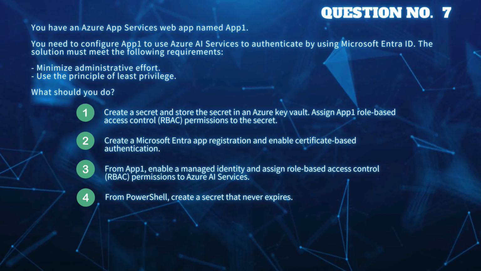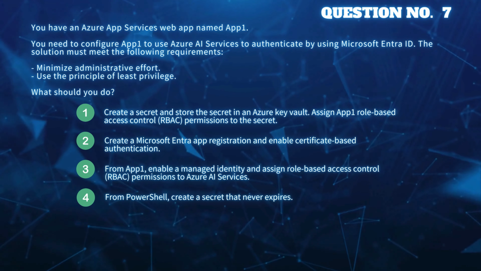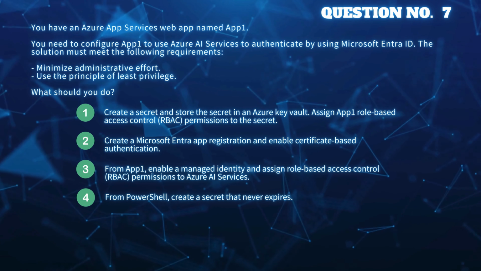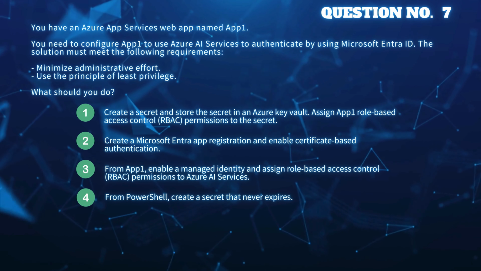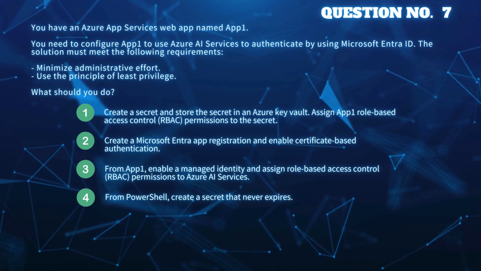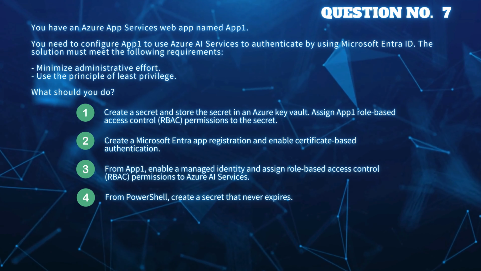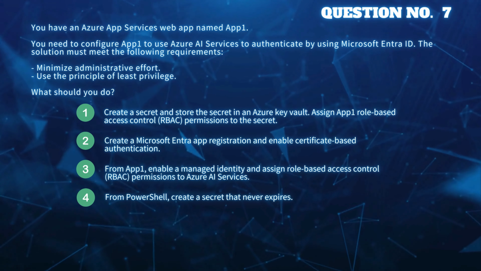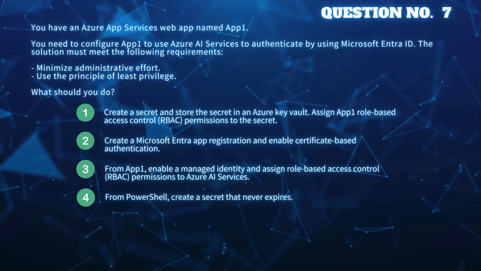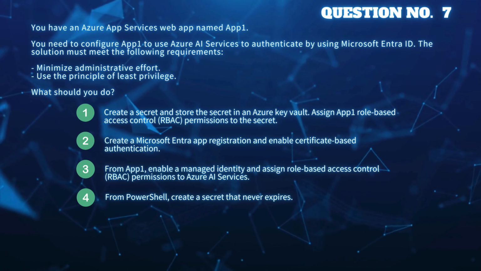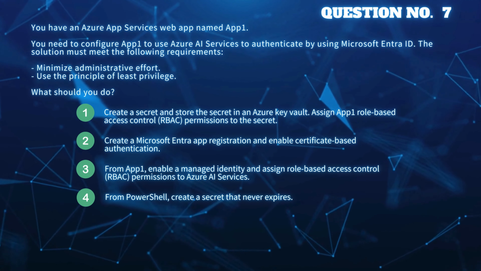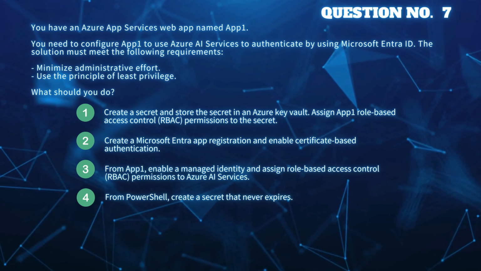Create a secret and store the secret in an Azure Key Vault. Assign App1 role-based access control, RBAC, permissions to the secret. Option 2. Create a Microsoft Entra app registration and enable certificate-based authentication. Option 3. From App1, enable a managed identity and assign role-based access control, RBAC, permissions to Azure AI services. Option 4. From PowerShell, create a secret that never expires.